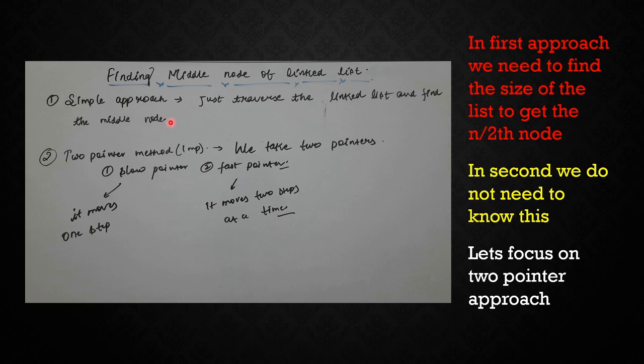As we have discussed, there are two approaches. One is the simple approach and the second is the two-pointer approach. In the first approach we need to find the size and then go to the n by 2th node, and in the second we do not need to do those kinds of steps which we are doing in the first approach. So let's focus on the two-pointer approach, which is new to us and is also the efficient approach.